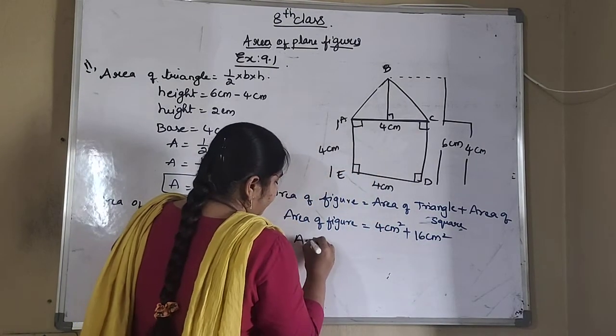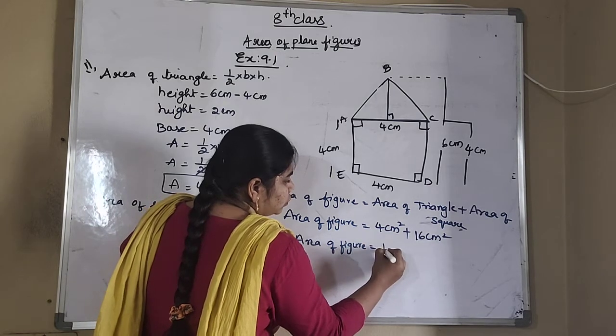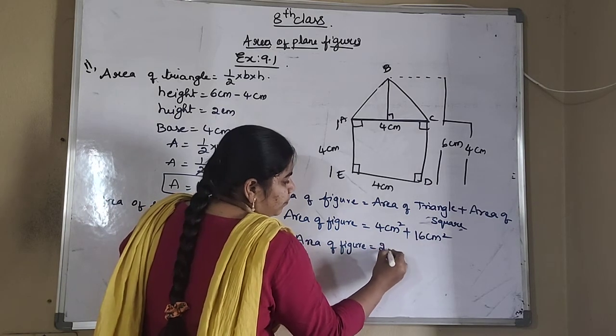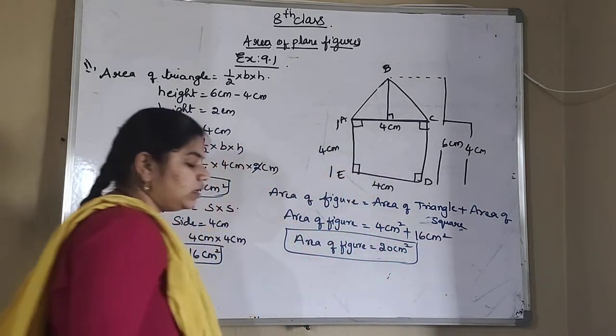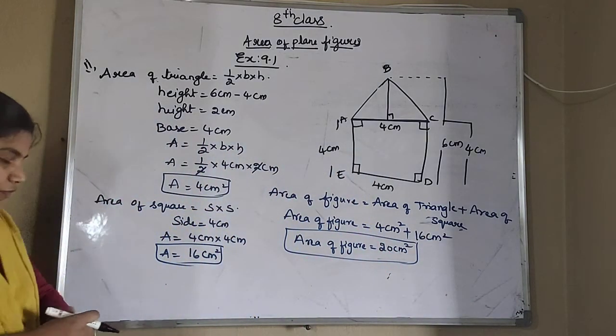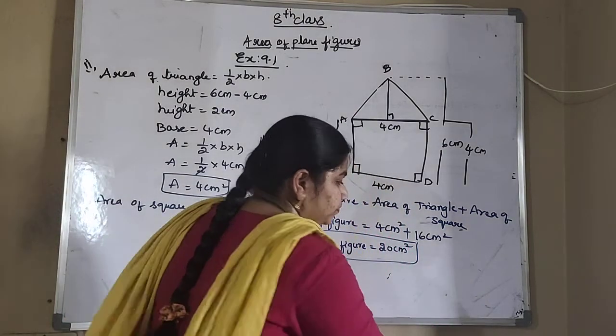So what is the area of the figure here? Area of the figure equals 16 plus 4, which is 20 centimeters square. So this is the area of the given figure. So in this way you will find the area of a given figure. So next is the second one.